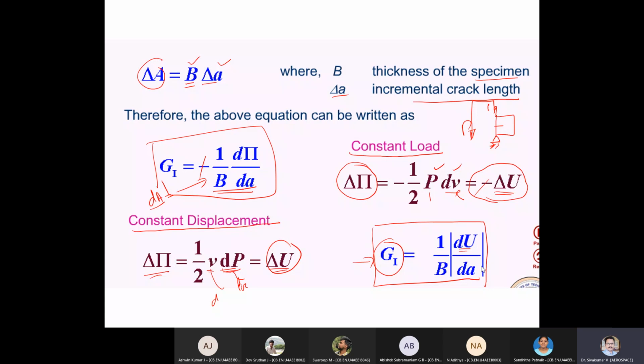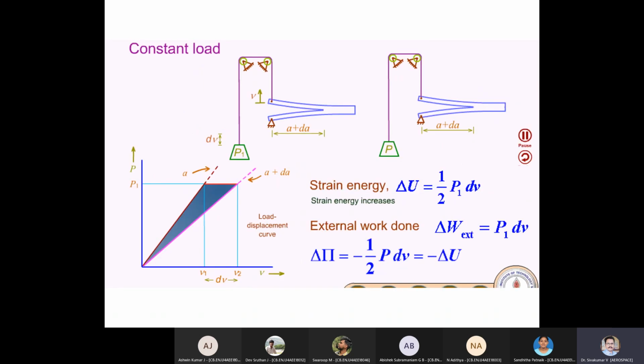So this is 1 by B du by dA. What we are doing, actually, we are trying to trace the G1, because this is an important quantity. Why? Whether the crack will extend or not, because it has to be compared with the critical rate. So I should know, because it's an energy. Energy is always very tricky. So how to grab the energy in a system? That is the whole process we are looking at.